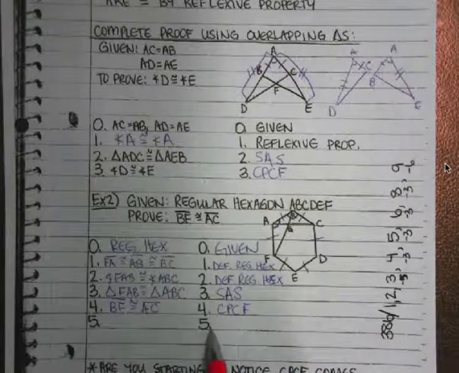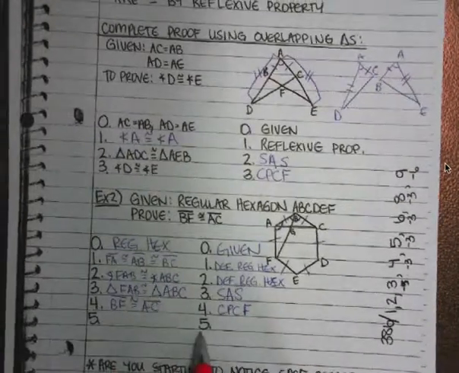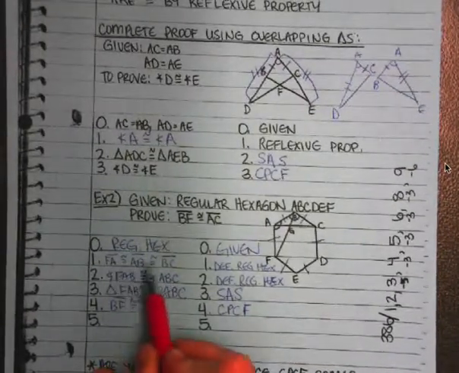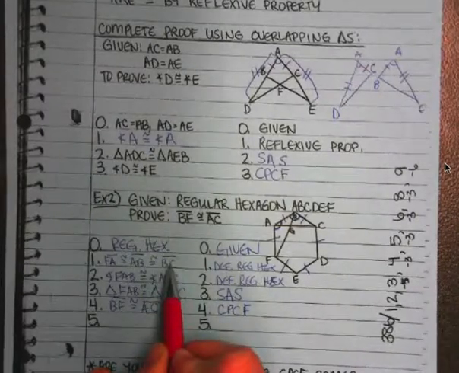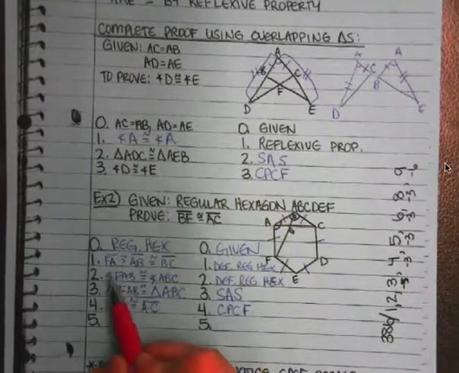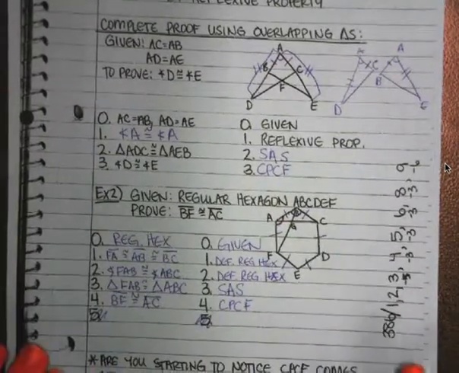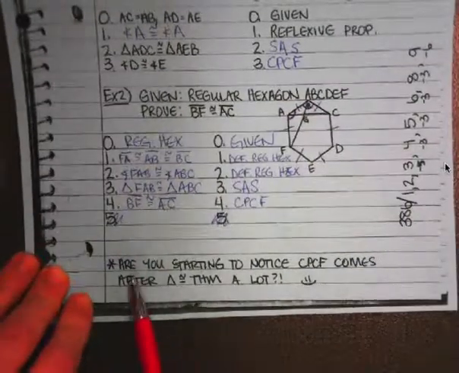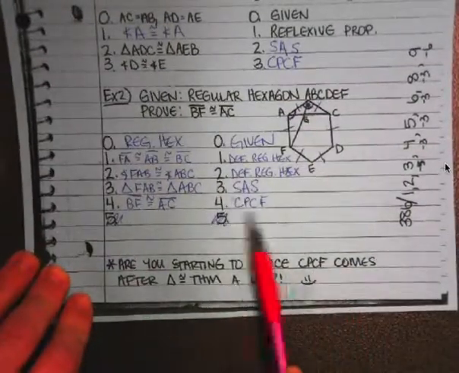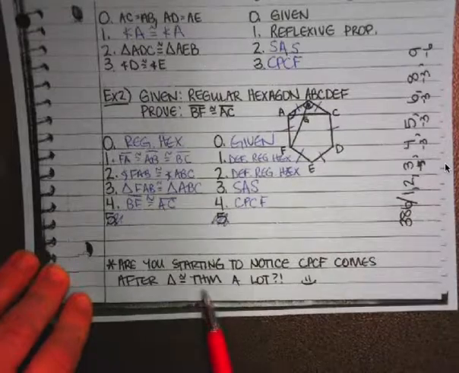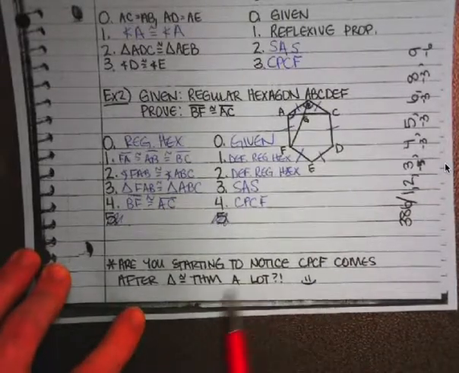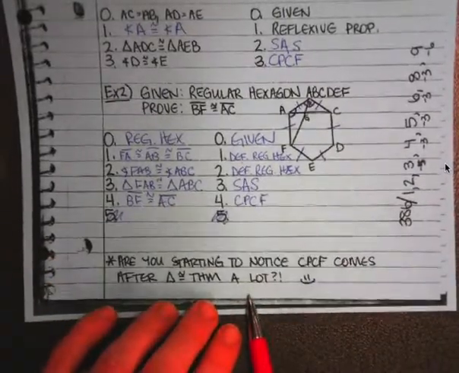Not quite sure why 5 is here. I'm guessing because we would have written these as 2 steps. Yes, this could have been written as 2 steps for 1 and 2. All right, so are you, my little note here at the bottom, are you starting to notice that CPCTC comes after a triangle theorem a lot? Yes, so keep that in mind.